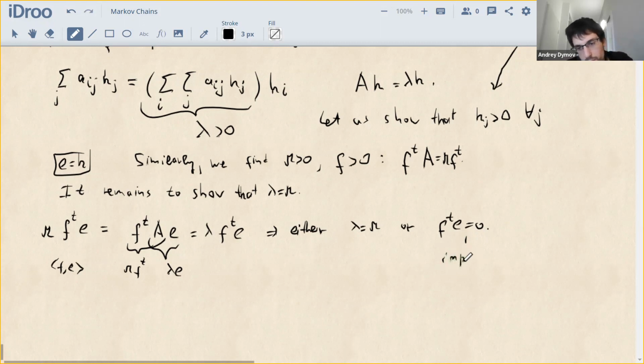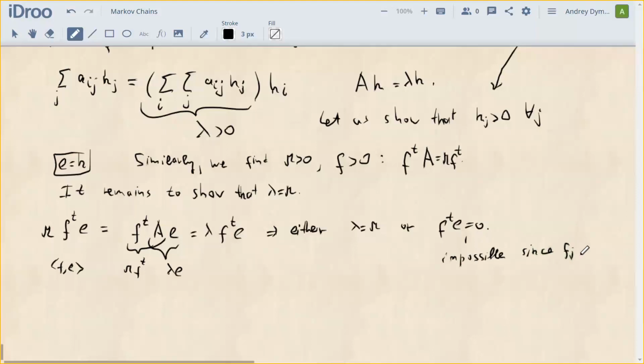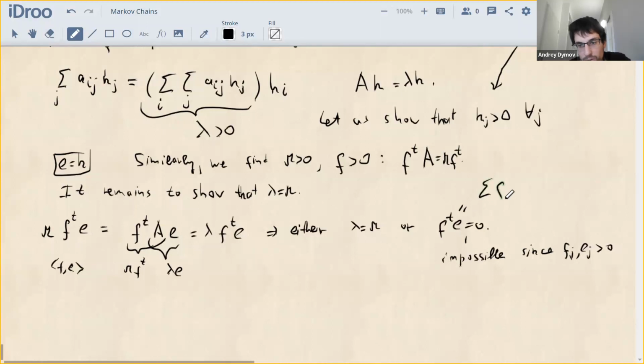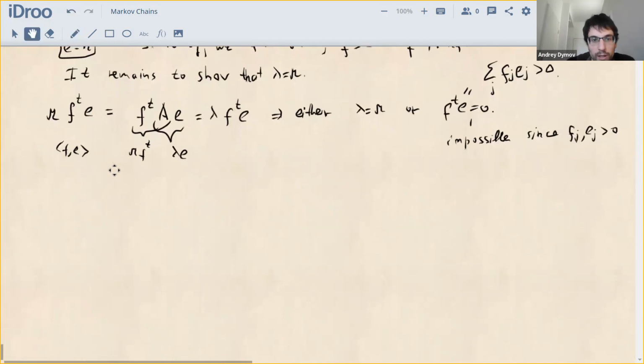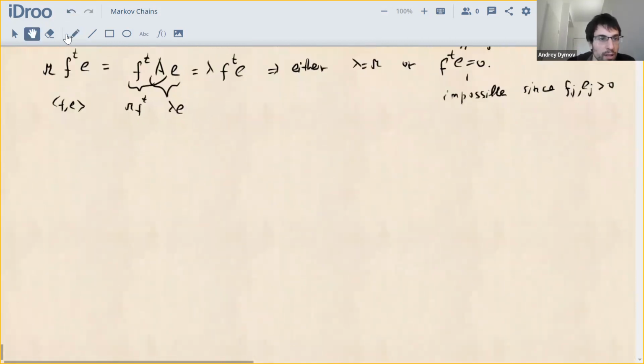Why? How do you think? Just remember that everything we are doing is very simple. Why is it impossible? Since all components are positive, yes. Yeah, exactly. All components of these vectors are strictly positive. But what is written down here? This is just the sum of f_j times e_j over all j. So this is strictly positive. Okay, so we have proven the first item of the theorem. Let us pass to the second item of the theorem.